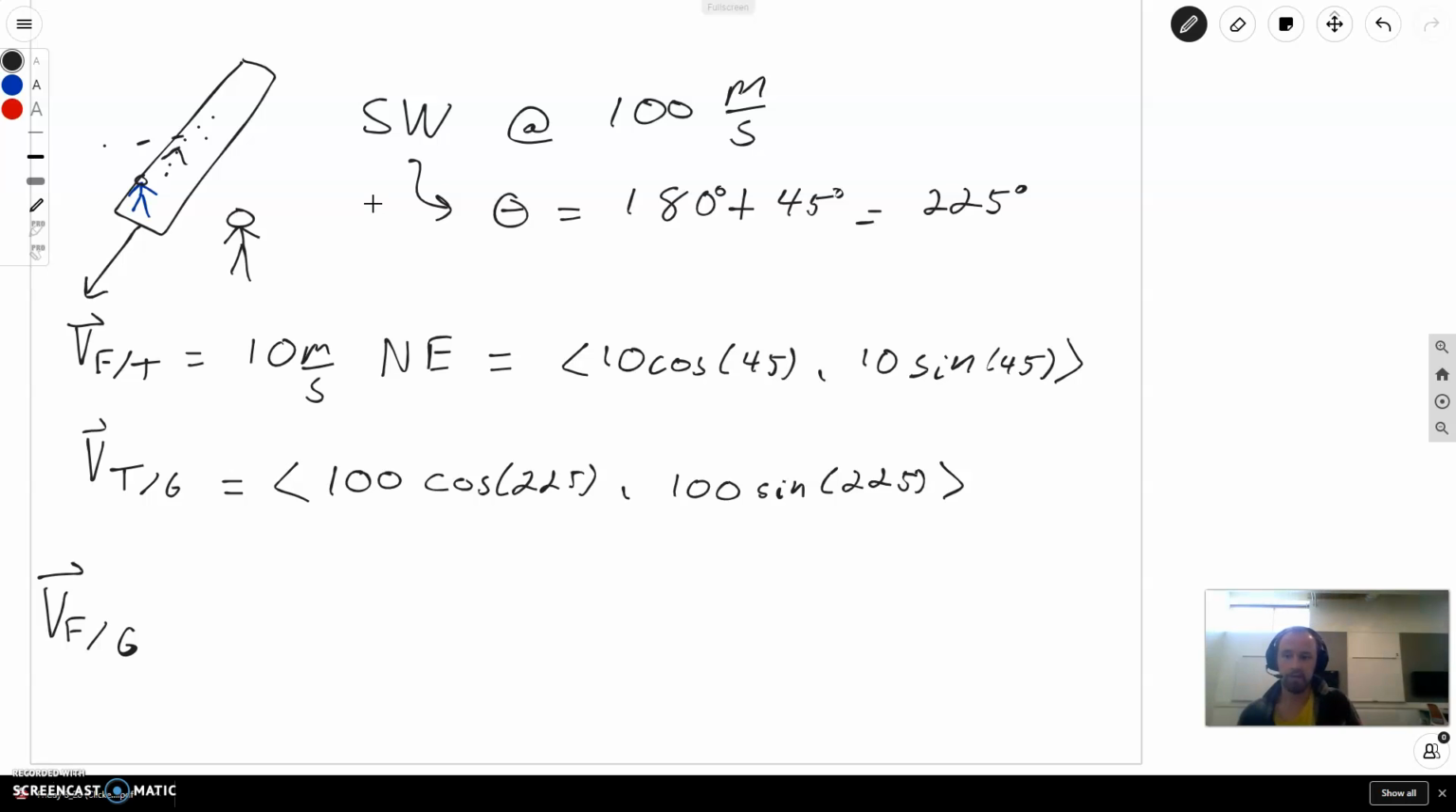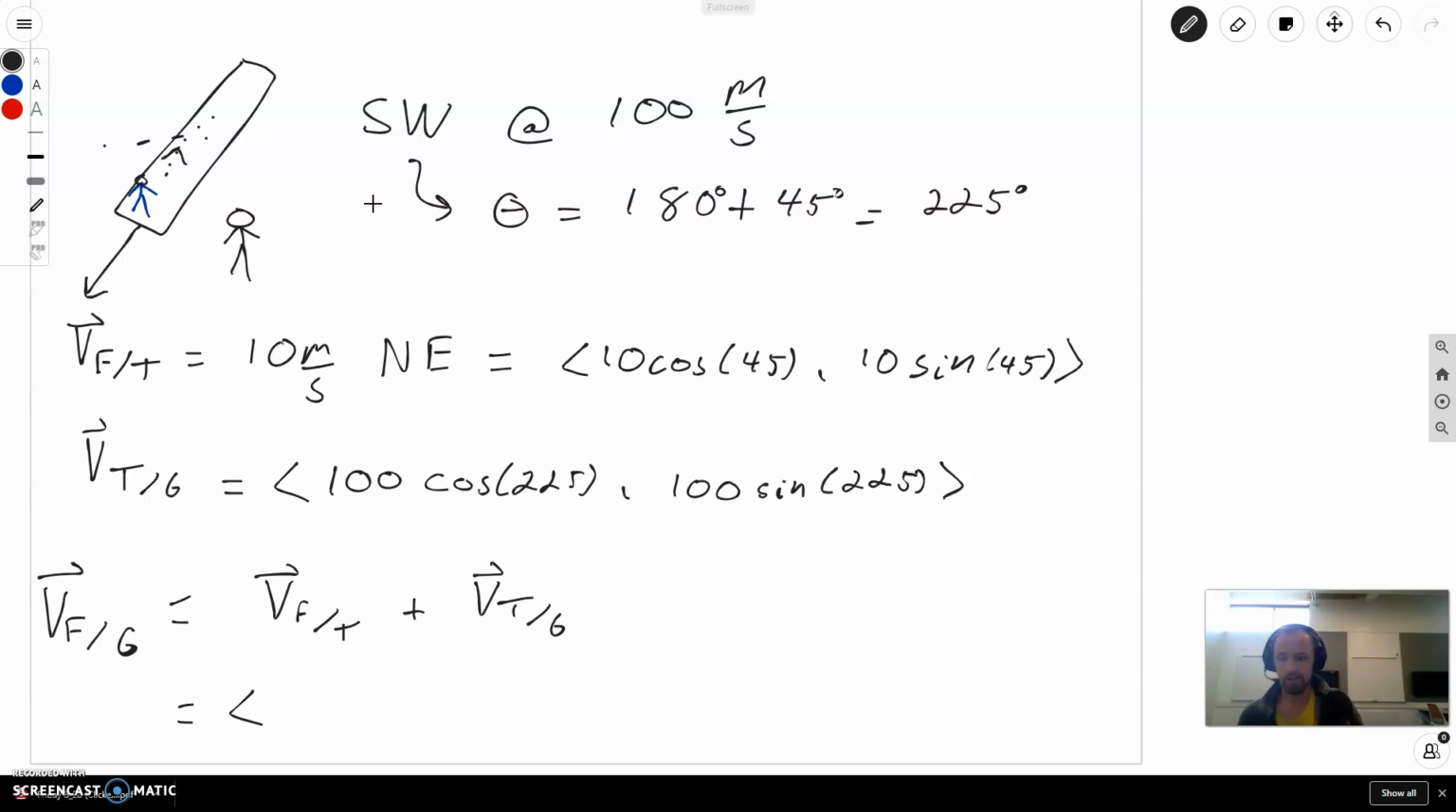But now the train is at this kind of weird angle, and we're throwing it towards the back. But that's okay. Let's just follow our formulas. Velocity of the football relative to the ground equals the velocity of the football relative to the train plus the velocity of the train relative to the ground. F to G equals F to T plus T to G. I kind of think the train is kind of a mediator between the ground and the football. So now I just plug things in.